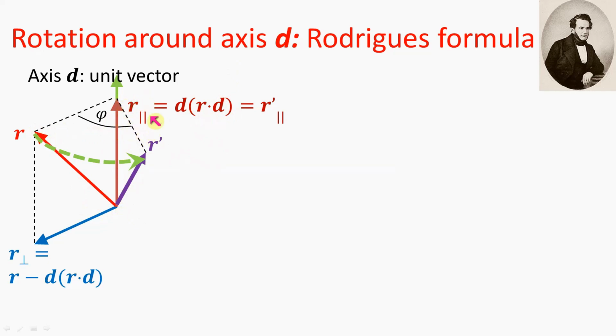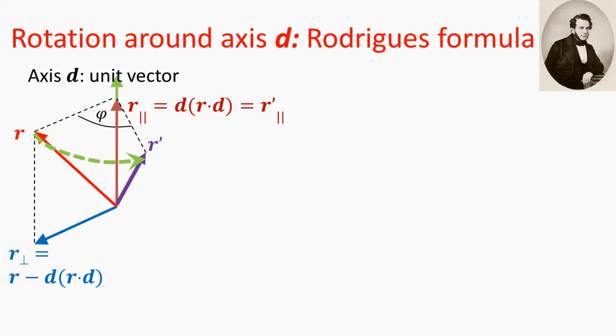We call it R parallel because this is the parallel component. This parallel component doesn't change when we rotate around the axis because it is in the axis, so the rotated version of the parallel component will be equal to the original parallel component. The other component of position vector R is the perpendicular component, and we will denote it by R perp.